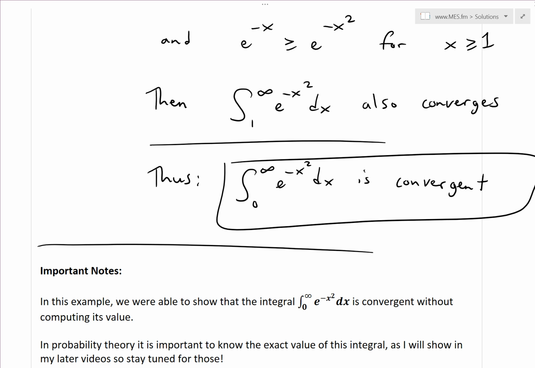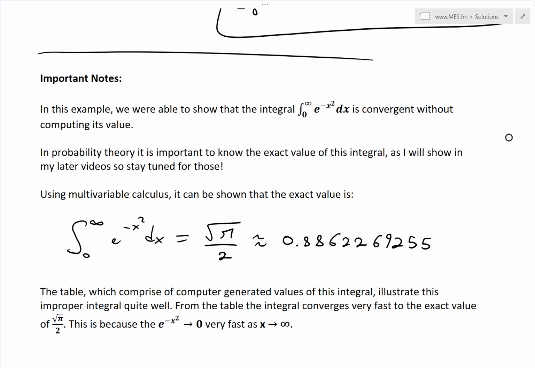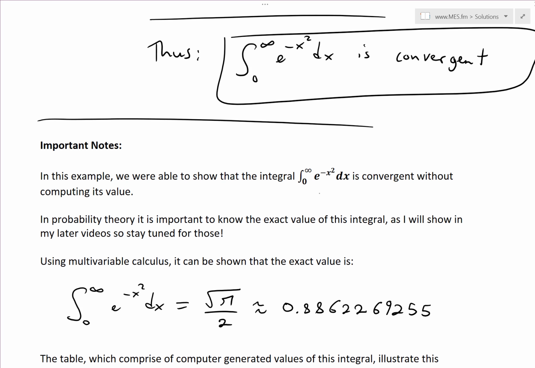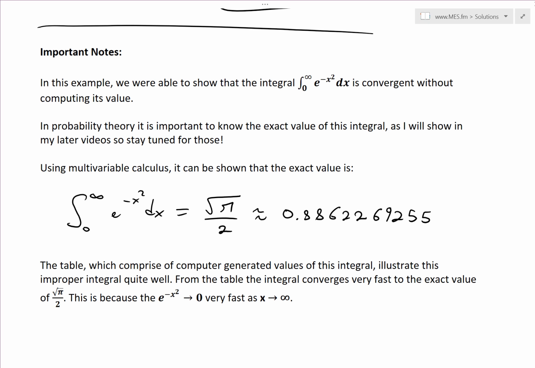And now I'm going to go over some important and very interesting notes on this particular example. Basically, in this example, we were able to show that the integral from 0 to infinity of e to the negative x squared dx is convergent without even computing its value. In probability theory, it is important to know the exact value of this integral, as I will show in my later videos, so stay tuned for those probability theory videos.